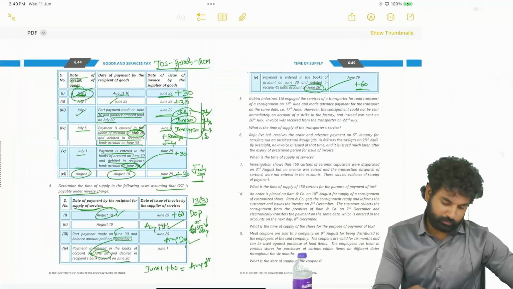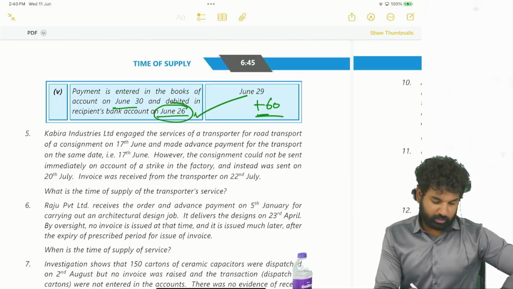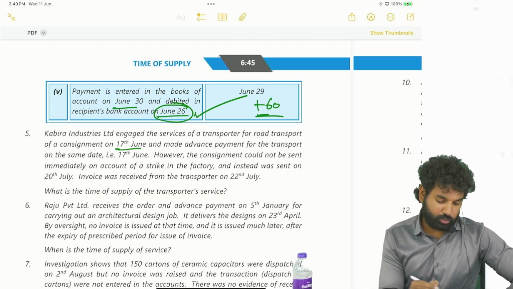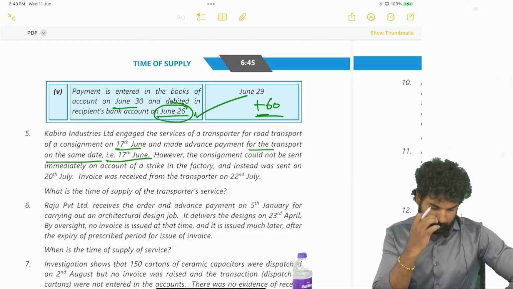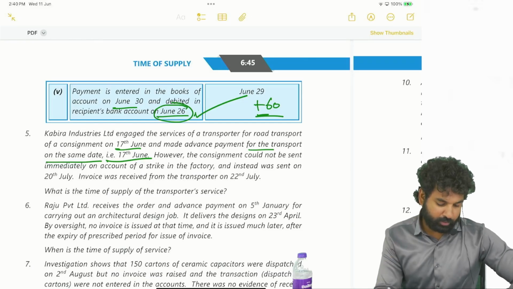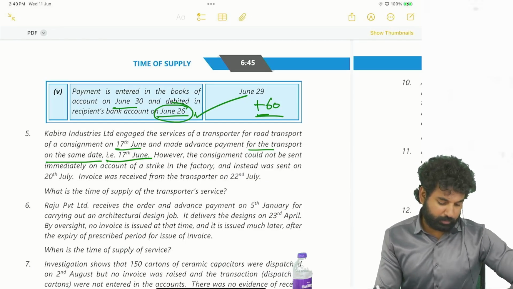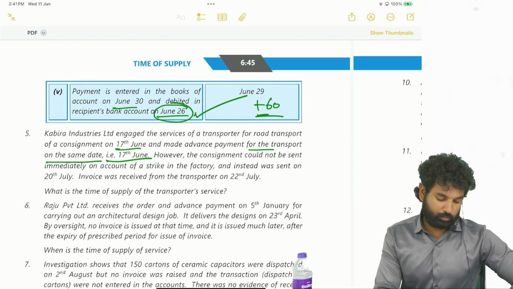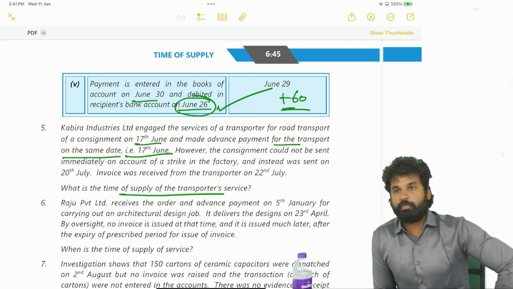Next, fifth question. Kabira Industries Limited engaged the services of a transporter for road transport of a consignment on 17th June and made advance payment for the transportation on the same date, that is 17th June. However, the consignment could not be sent immediately on account of strike in the factory, and instead was sent on 20th July. Invoice was received from the transporter on 22nd July. Okay, so what to tell here? Time of supply only. What is the time of supply? The transporter service.